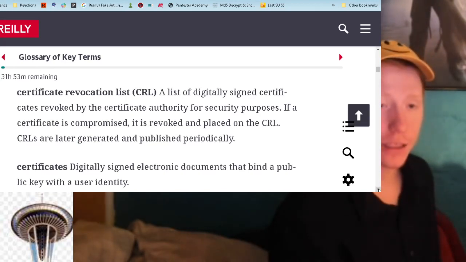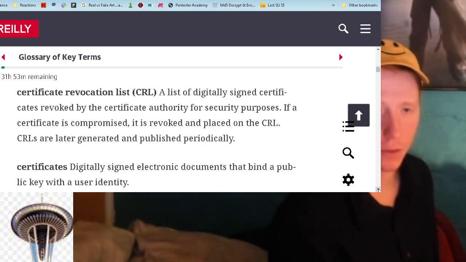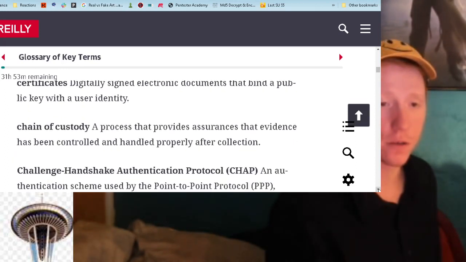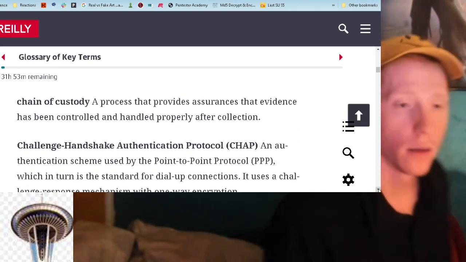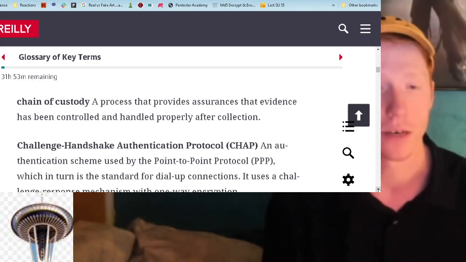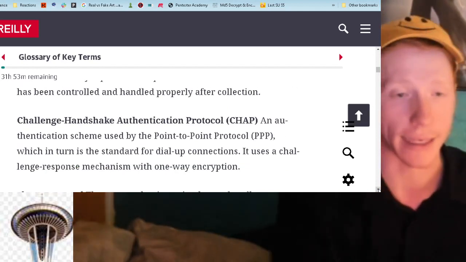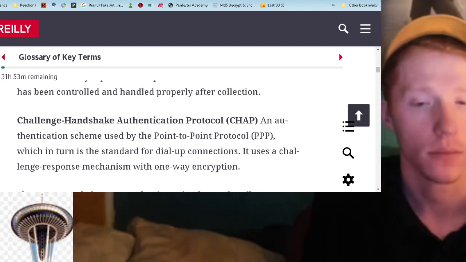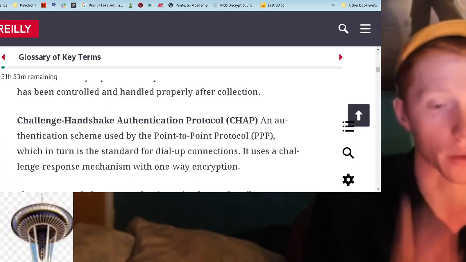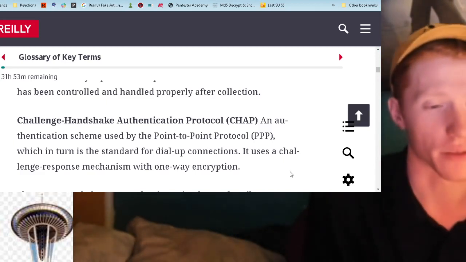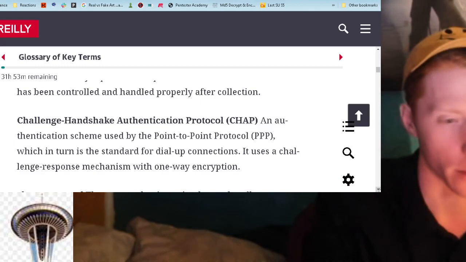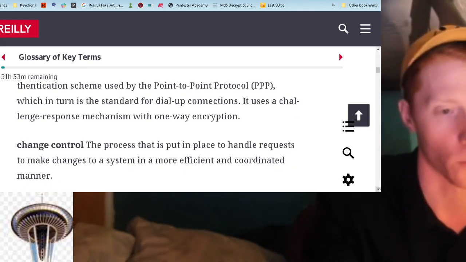Certificate revocation list is digitally signed certificates revoked by the certificate authority. Certificates are documents that bind a public key with a user identifier. Chain of custody is a process that provides assurances that evidence has been controlled and handled properly after collection. Challenge Handshake Authentication Protocol. An authentication scheme used by the point-to-point protocol, which in turn is the standard for dial-up connections. It uses challenge response mechanism with one-way encryption.